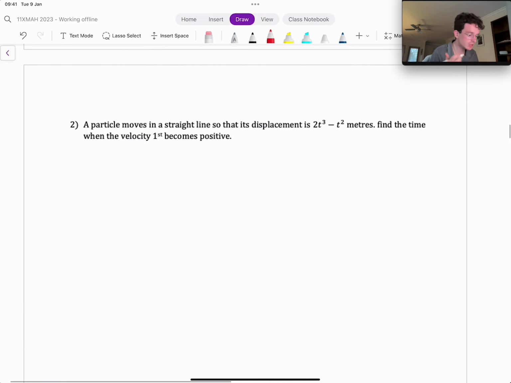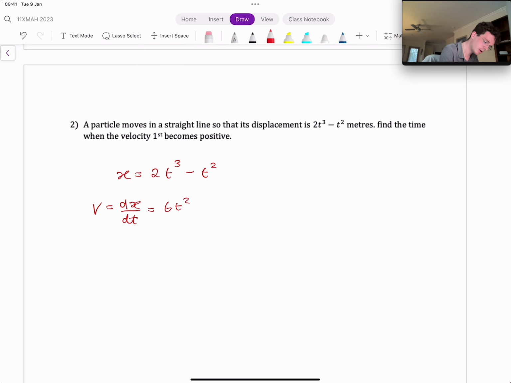A particle moves in a straight line so that its displacement x is equal to 2t cubed minus t squared. Find the time when the velocity first becomes positive. Well, let's find its velocity function. So differentiating, the velocity is dx/dt, and it's equal to 6t squared minus 2t. Now, when something first becomes positive, that means it's just surpassed that 0 mark.